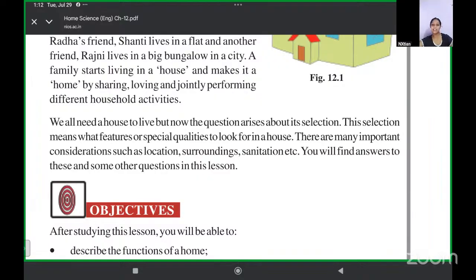Location is seen, surroundings are seen, sanitation is also seen. If the house is near a sewer or maybe a dumping area, we would not want that, right? Because of the smell. So we check the sanitation, the location, the surroundings, everything.